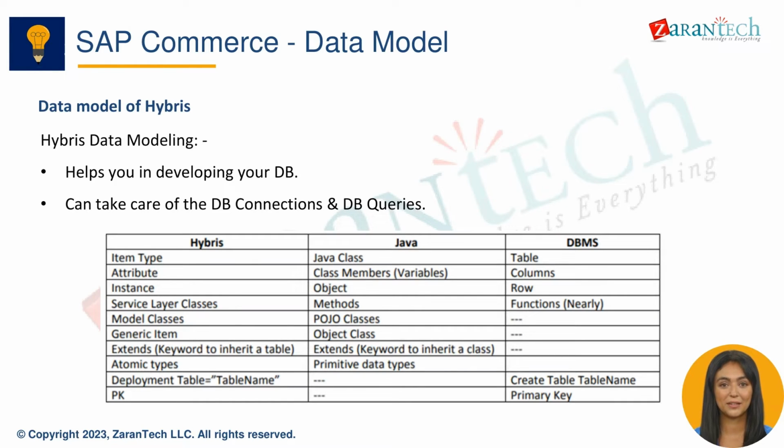At a high level, the Hybris data model consists of: type system, defines item types, attributes, relations. Database layer creates database structure. Service layer provides database access services. The data model helps in database design and handles connections and queries.